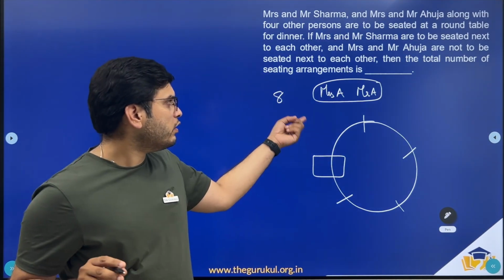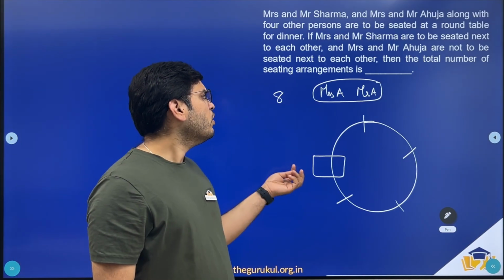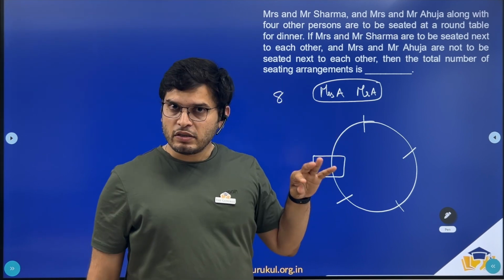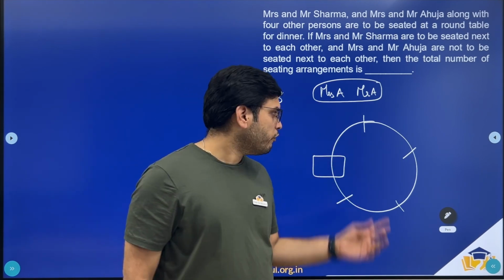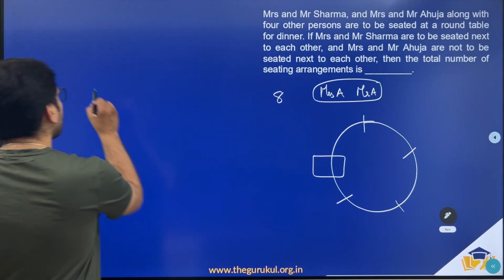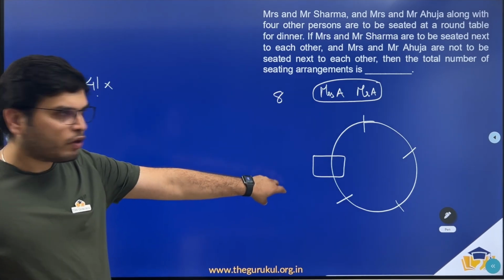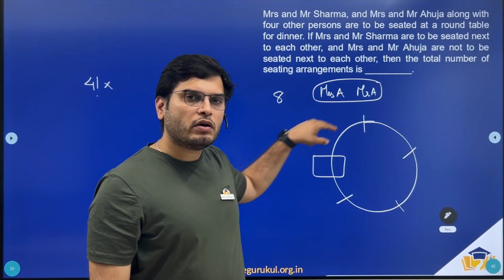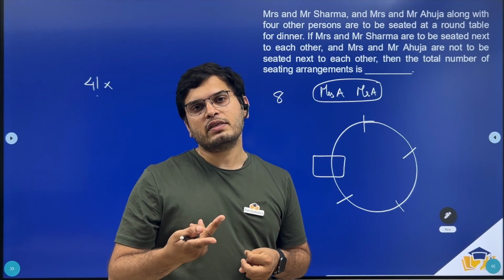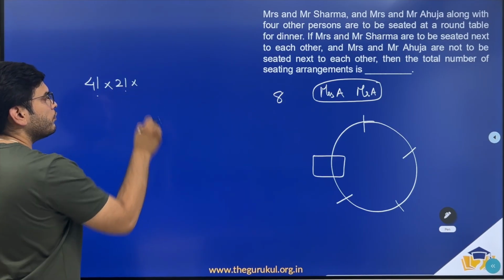Now this is nothing but Mrs. A and Mr. A, right? Now we have to place Mrs. and Mr. S so that they won't be sitting adjacent to each other. First, in how many ways can we place these 5 people? 4 factorial, into 2 factorial, because 4 factorial is the outer arrangement, into 2 factorial. Now you can interchange Mrs. A and Mr. A in 2 ways. So into 2 factorial, done.